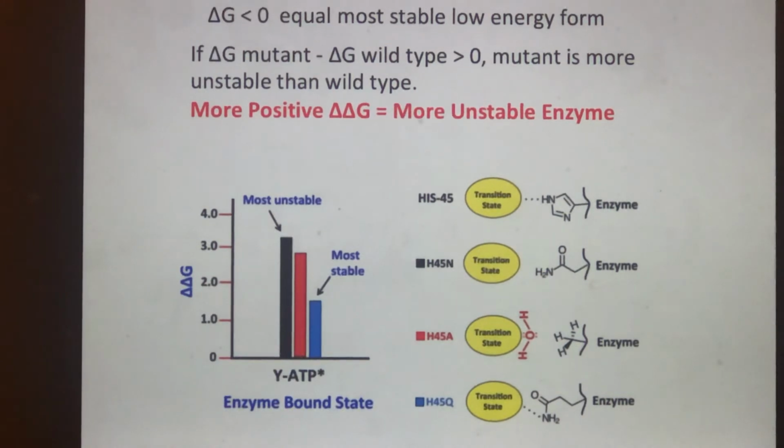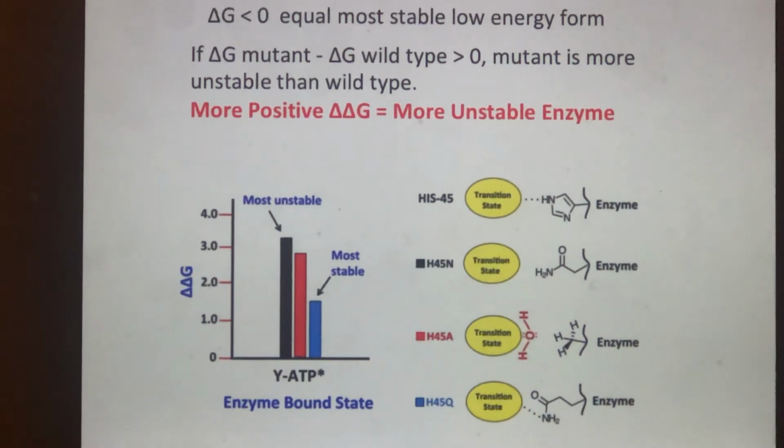So then what you are looking for are the 2 extreme values, and what you see on the relevant portion of the graph, and that is the enzyme bound state, because you're looking at the transition state as dictated by the stem. What you see is that the H45N has the highest positive delta delta G, but the H45Q has the lowest, which means it's the most stable, and the stem asked you for the most conservative substitution.